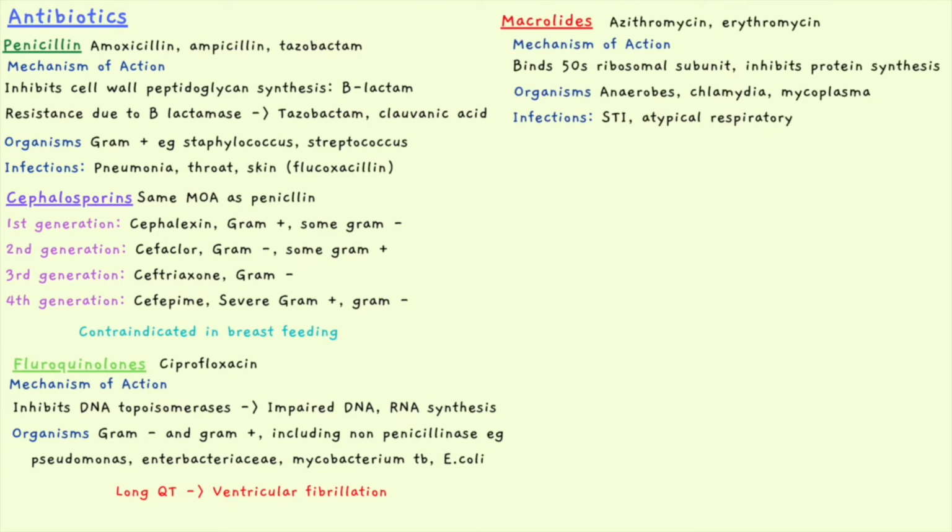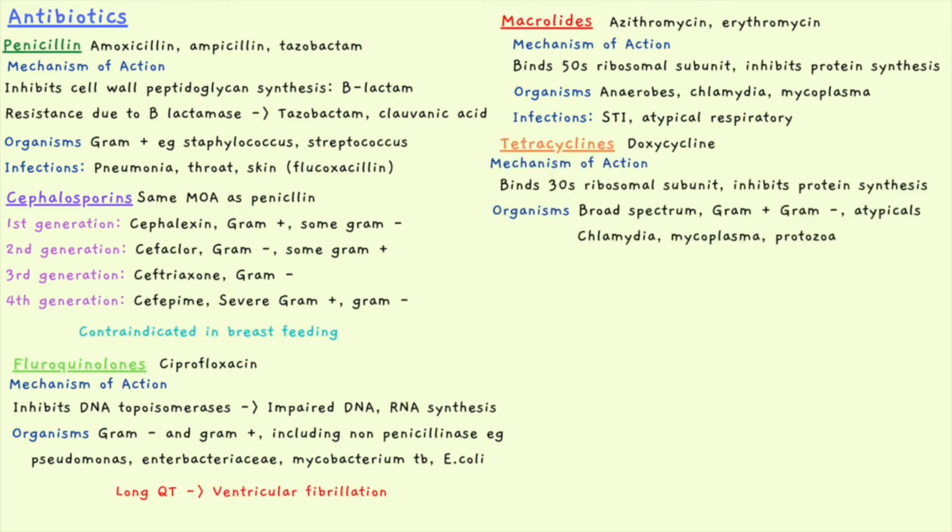Macrolides such as azithromycin and erythromycin bind to the 50S ribosomal subunit to inhibit protein synthesis. It is used as a broad-spectrum antibiotic, working against gram-positive and gram-negative as well as atypicals such as chlamydia and mycoplasma, as well as protozoa, interestingly.